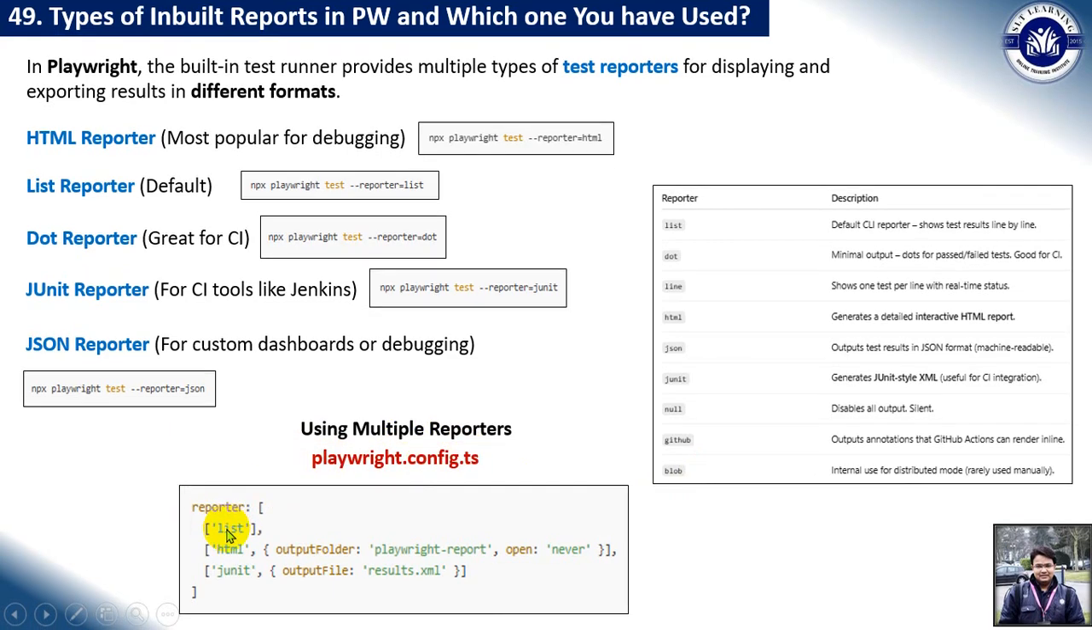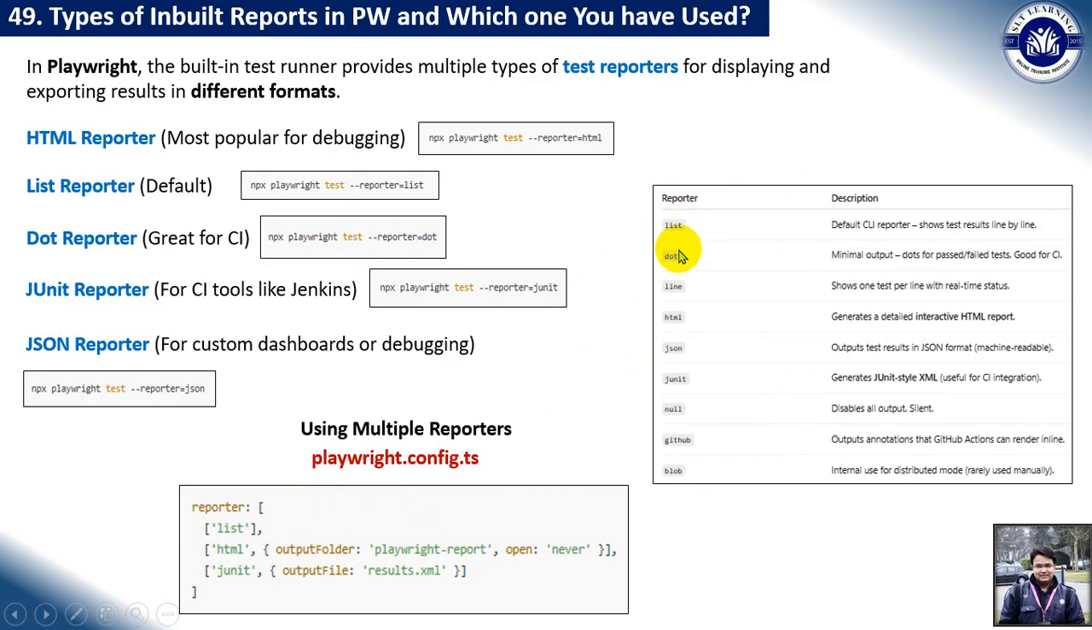If you want the list reporter, or the HTML reporter, you can give the output folder for each reporter, and say whether it should open automatically or not. For the JUnit reporter, a JUnit file will be generated. You can use it this way, comma separated within brackets, writing the reporter code, and providing the output folder and the file name. You can set up this kind of report in your Playwright project.